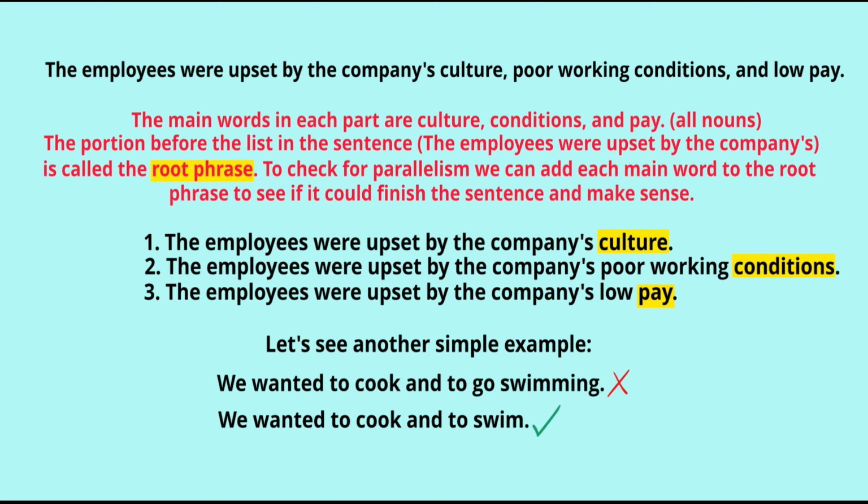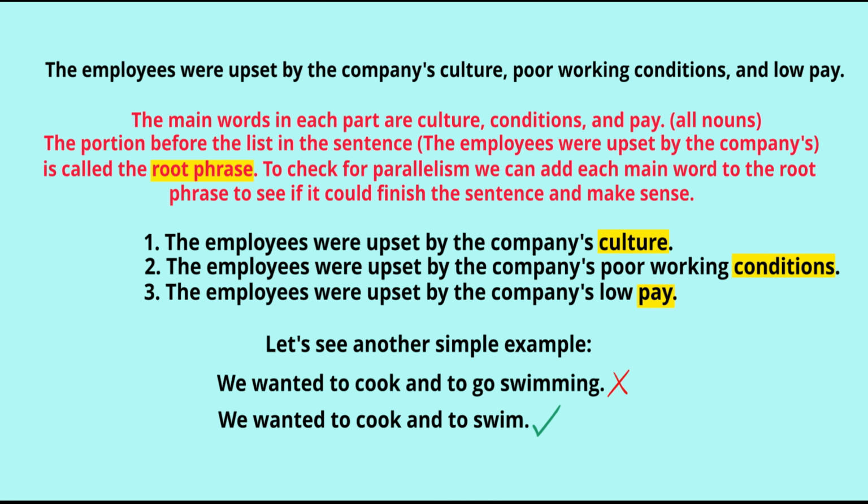Let's see another simple example. We wanted to cook and to go swimming. So why is it wrong? To cook is a verb, right? Verb phrase. To go swimming. Swimming will be the gerund. It is not a verb here. What is the verb there? Go, right? So we need to change both to the verbs so that they can be parallel.